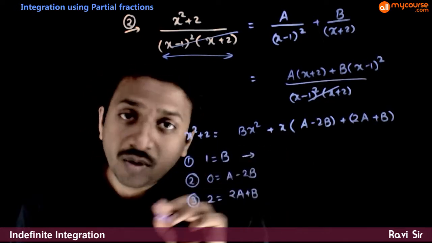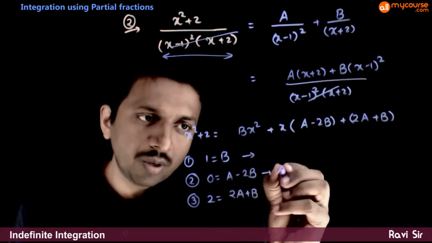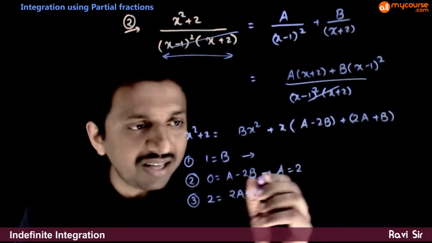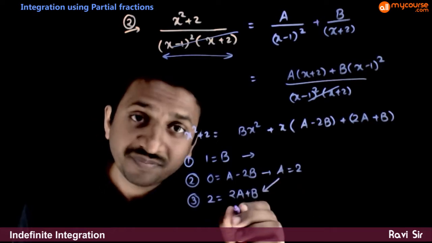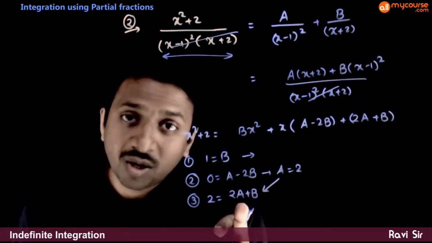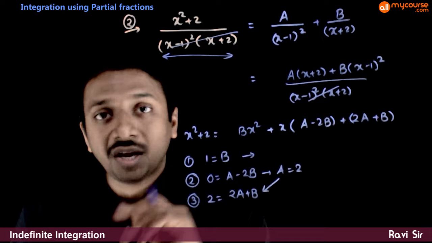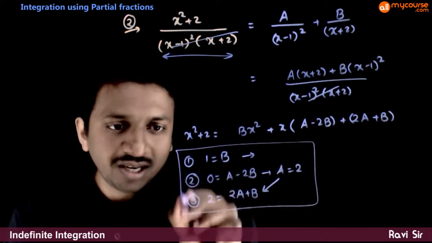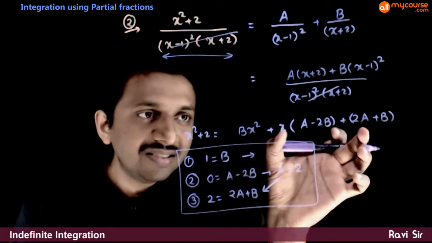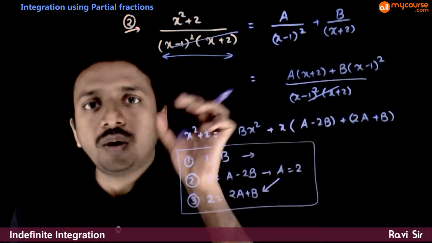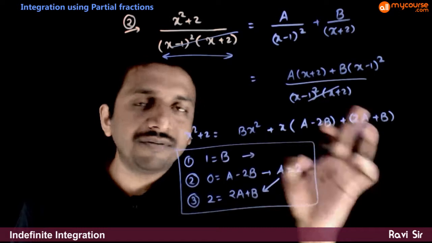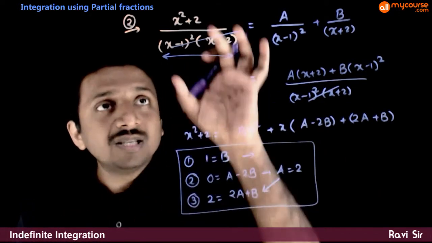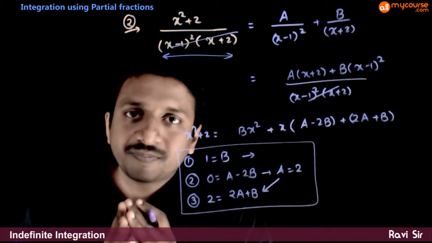So first, b is equal to 1. If b is equal to 1, a is equal to 2. But surprisingly, 2a plus b is equal to 5, not equal to 2. That is, you cannot at the same time satisfy all the three equations. That means this expression will never be equal to this expression for any value of a and b. That means I could not split this into two partial fractions.